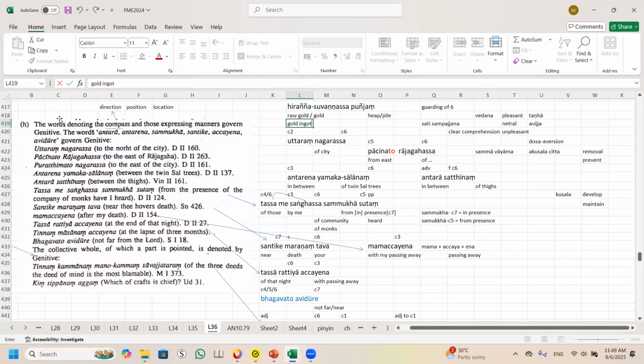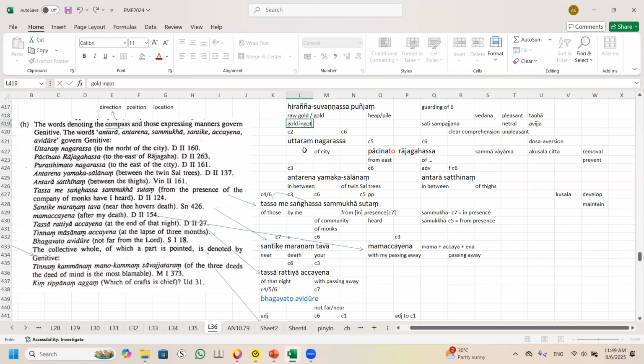So here, the word denoting compass technically is talking about direction: north, south, east, west. So north is compass. It also means position or location. I think at that time the translator could not find a better word. I think this is a better word: direction, position, and location. All right.